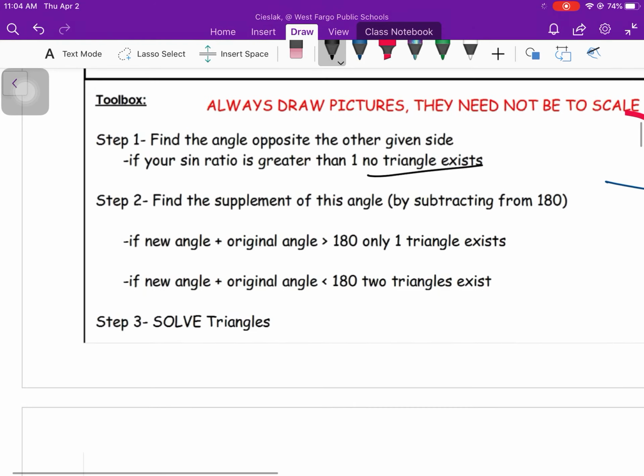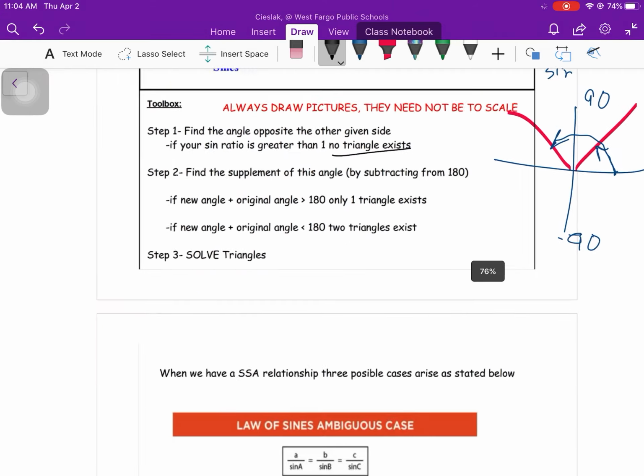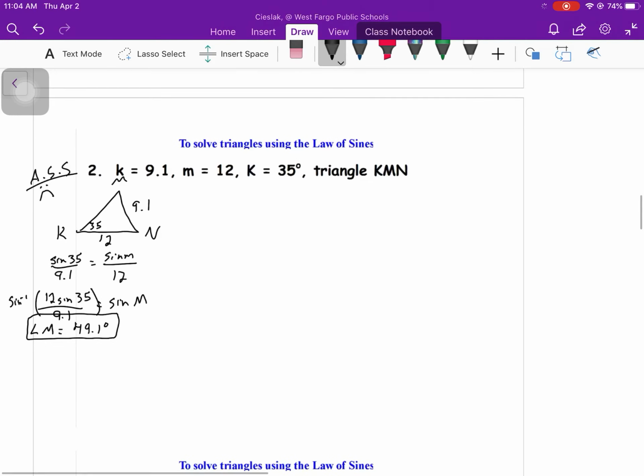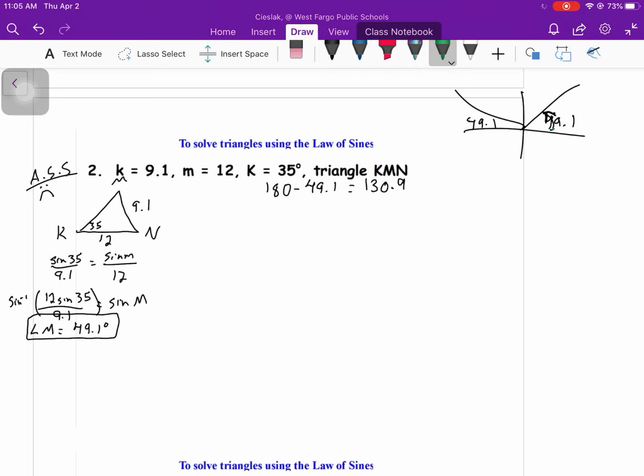Now, if we go back to our steps here, it says if you get that first one, step two is find the supplement of this angle that you just found. Okay, so off to the side here I'm going to find the supplement by taking 180 minus 49.1 is equal to 130.9. Now, here's essentially what's happening there, guys. When we took the inverse sine, we got a reference angle of 49.1. I know that this one's going to exist because it's an acute angle. The question is could I possibly have a triangle with this obtuse angle of 130.9?